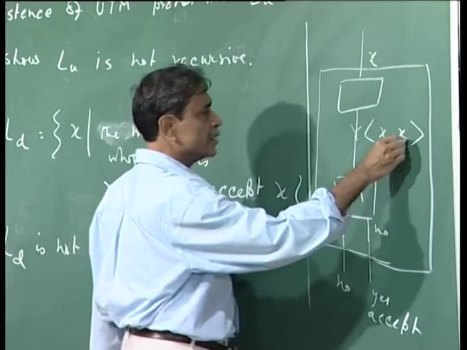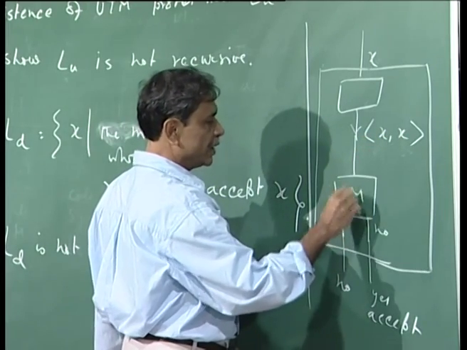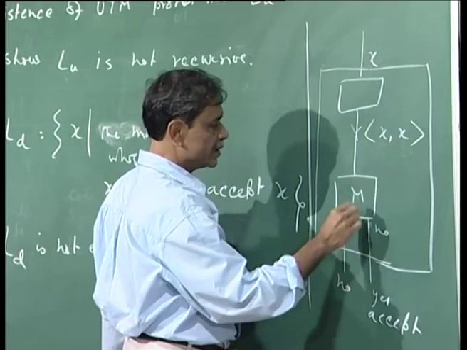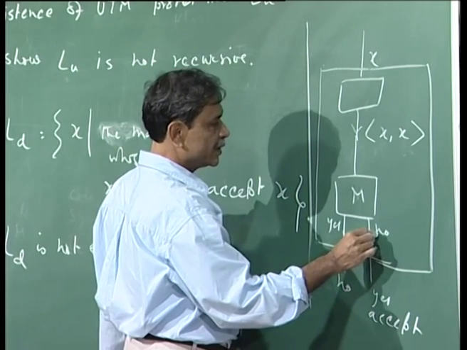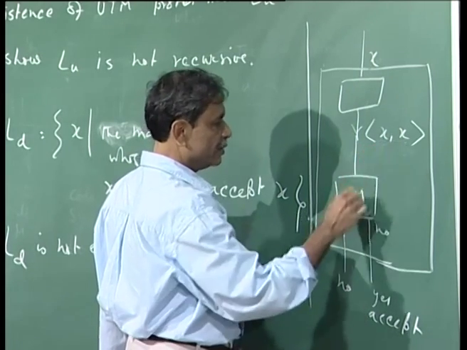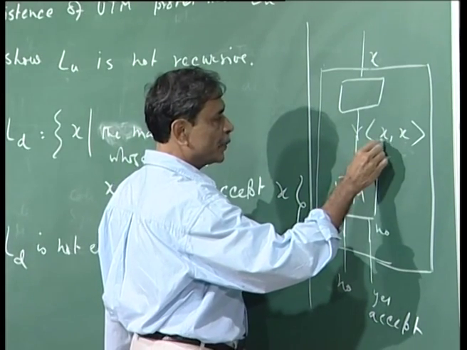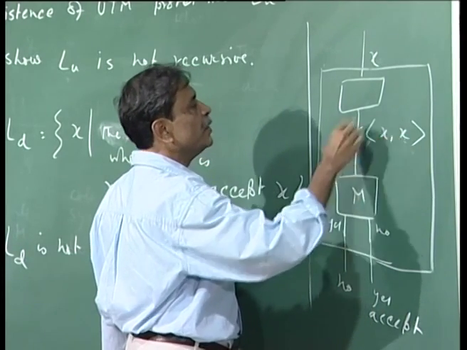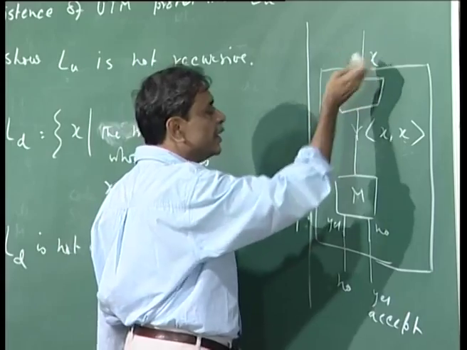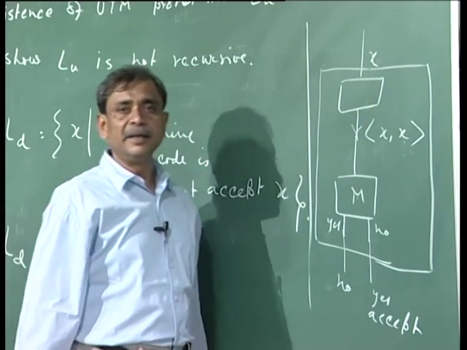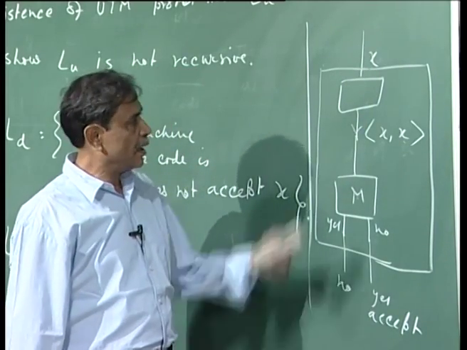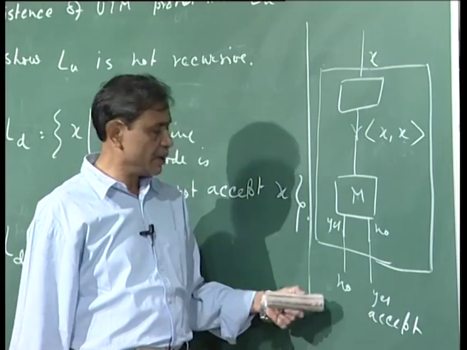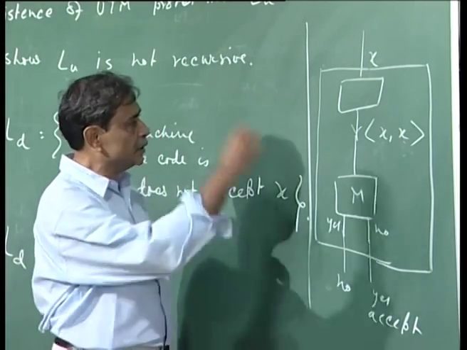Does not accept X, right. Only that is the reason M would have rejected this. M rejects its input XX if and only if the machine whose code is X does not accept X. That means the string X is in the language LD, and otherwise the string X is not in the language LD.